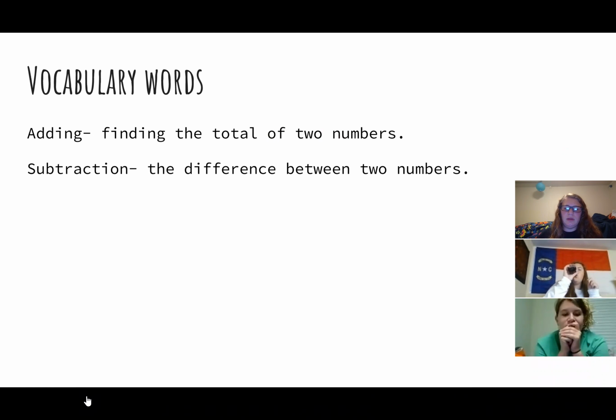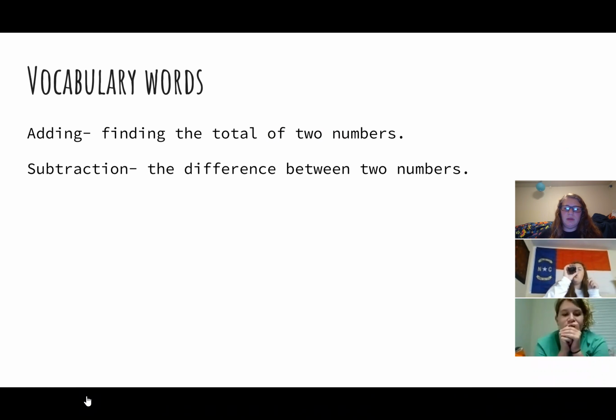So we are going to start off by adding with objects. I'll do the first two, and then y'all can do the other ones. On the first one, there are 3 brooms plus 1. So 3 plus 1 is 4. With the snails, there are 1, 2, 3, 4, 5, plus 1, 2, 3, 4, 5. And 5 plus 5 equals 10.